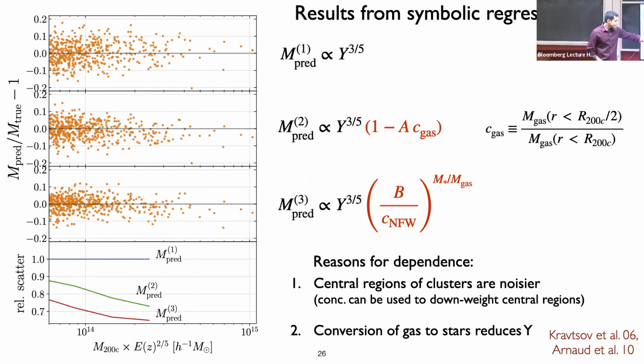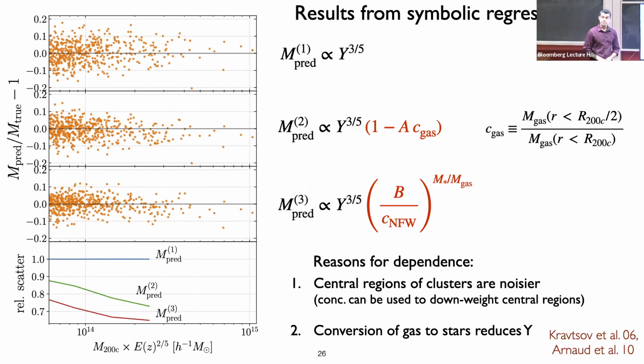Another thing is that the conversion of gas to stars actually reduces this Y parameter, called the Compton pressure. That is why this other dependence, M star over M gas, comes in, I think. But who's B here? Oh, B is just another constant.